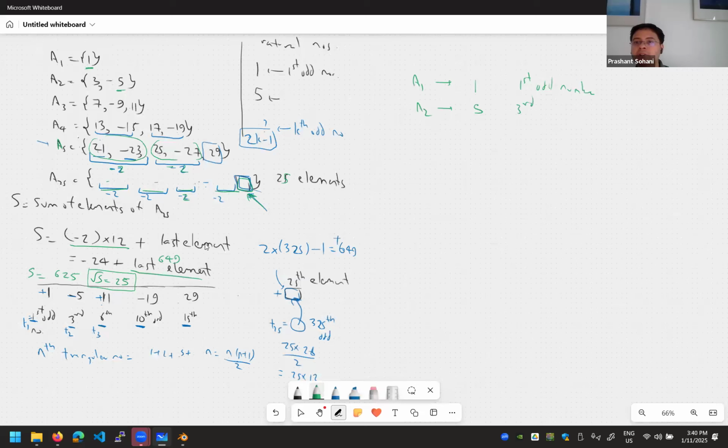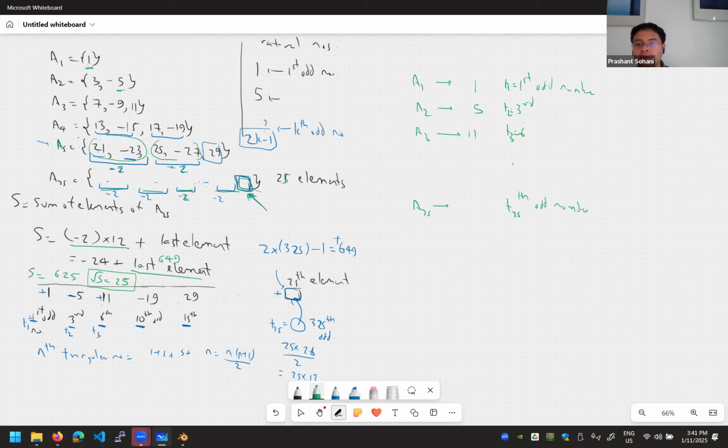And here these numbers 1, 3 are all triangular numbers. So 1 is nothing but T1. This is T2. T3 is 6. So therefore A3 has the sixth odd number. Okay, so that was the pattern that we observed. So for A25, whatever number we are going to get will be the T25th odd number.